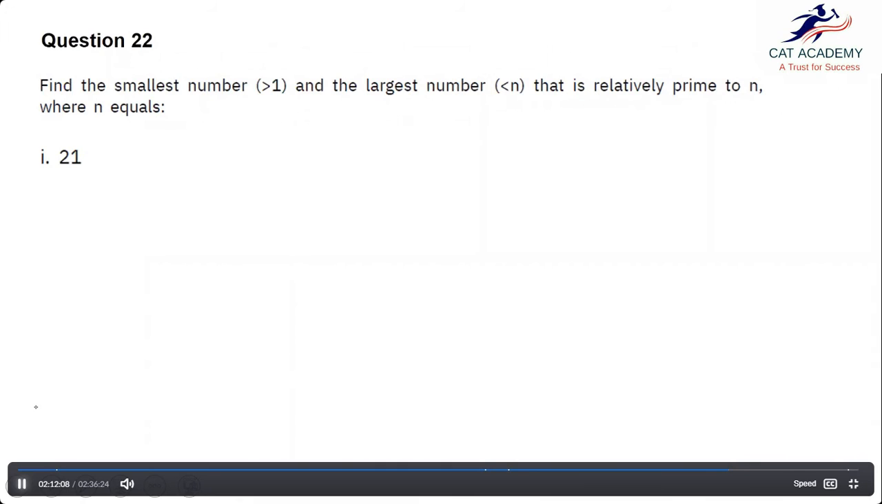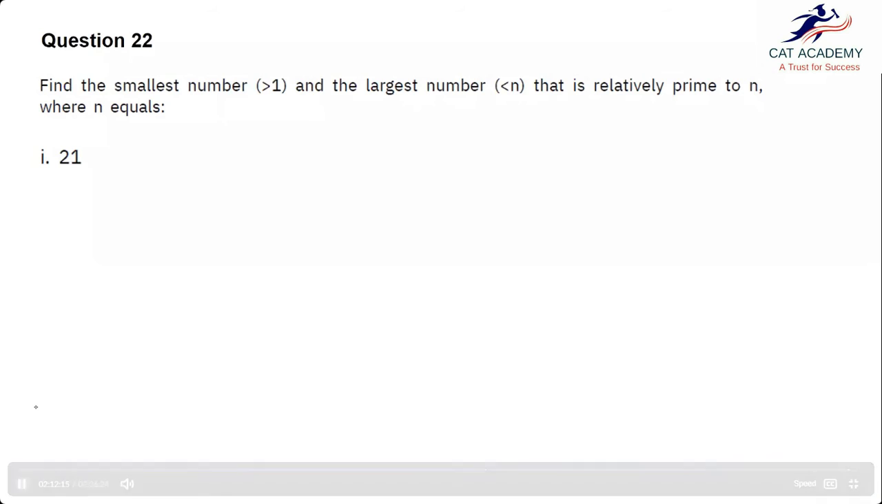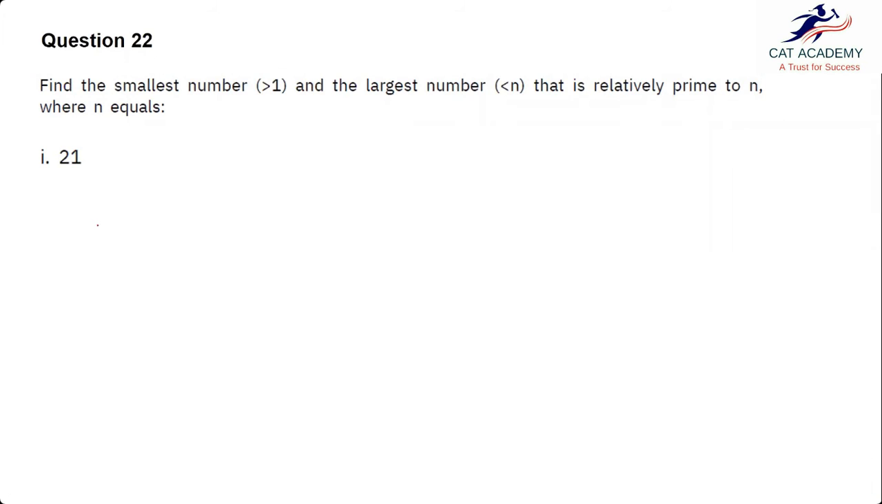Repeat once again. Question didn't make sense. Okay. See, what they want is 21 is a given number. I want a number which is greater than 1, but smallest possible to be co-prime with this number. Co-prime matlab kya? They should not have a common factor.